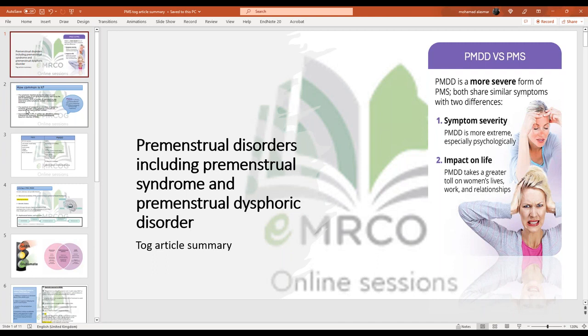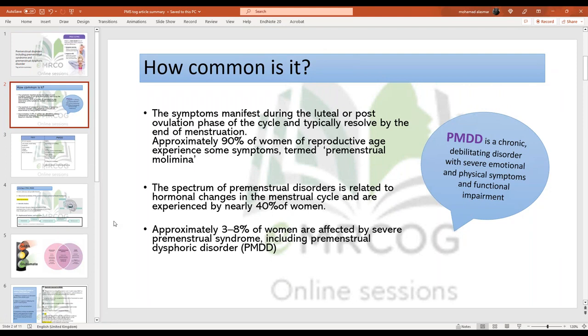This is one thing. So it's different in symptom severity, and it's different in the impact on life. Which one is more severe? Of course, premenstrual dysphoric disorder, and the impact on life is also greater in the premenstrual dysphoric disorder patient, okay? The symptoms of both manifest mainly in the luteal, or post-ovulation, phase of the cycle.